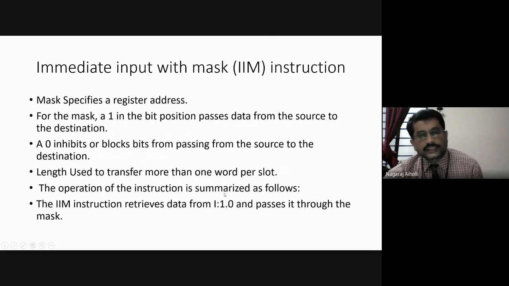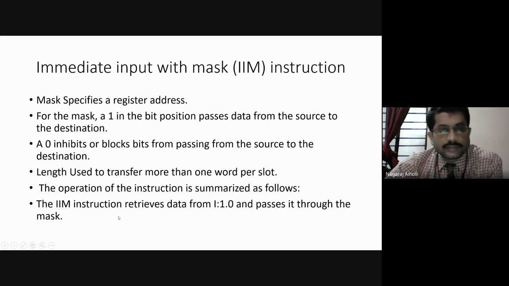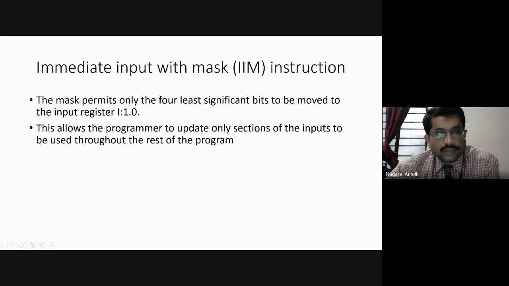The operation of the instruction is like this. The IAM instruction retrieves data from I:1.0 and passes it through the mask. They have explained the working of the instruction. The input mask instruction, or immediate input with mask instruction, retrieves the data. That means it collects the data from I:1.0 and passes it to the mask. What the mask will do is permit only the 4 least significant bits to be moved to the input data table file.